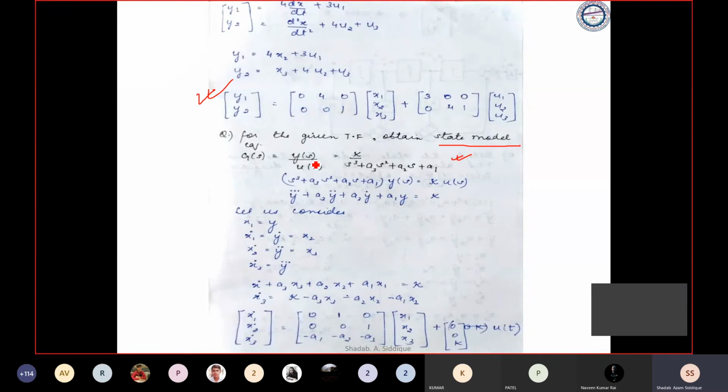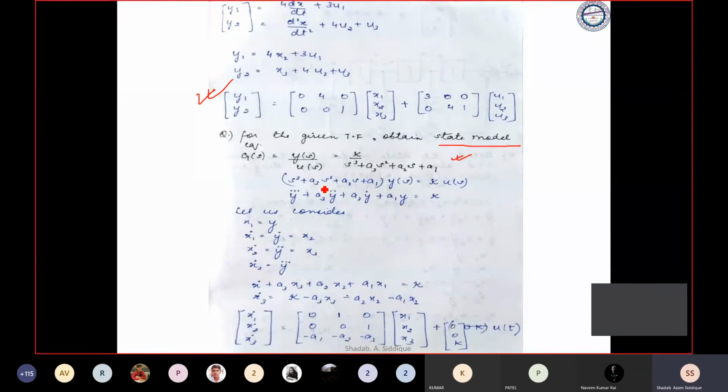So you can simply represent this in the form of an nth order differential equation. We have Y of s divided by U of s equal to k divided by something, so you can simply cross multiply. Multiplying this, you will get s cubed plus a3 s squared plus a2 s plus a1 times Y of s, which is equal to k U of s.